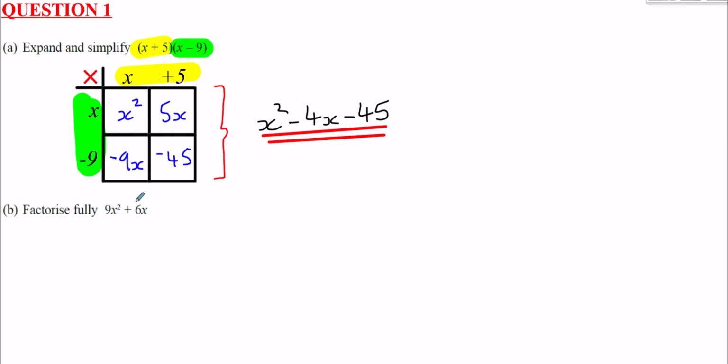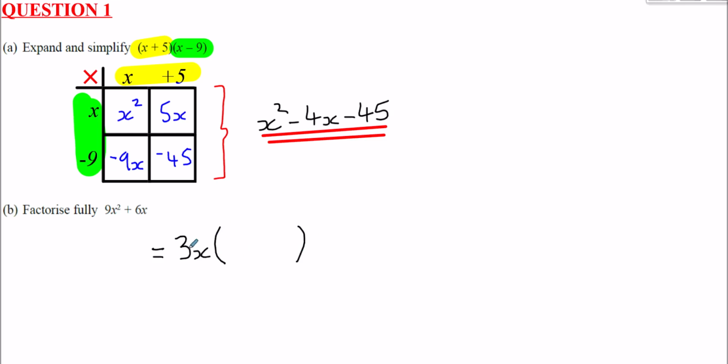So 9 and 6 are both in the 3 times table, so you put the 3 out. And then there's x times x here, and just 1x there, so there's at least 1x in each. So we can factorise out both a 3 and one of the x's. There's nothing else common to each. Once you've got everything that's common to each, you then open the brackets and complete the job.